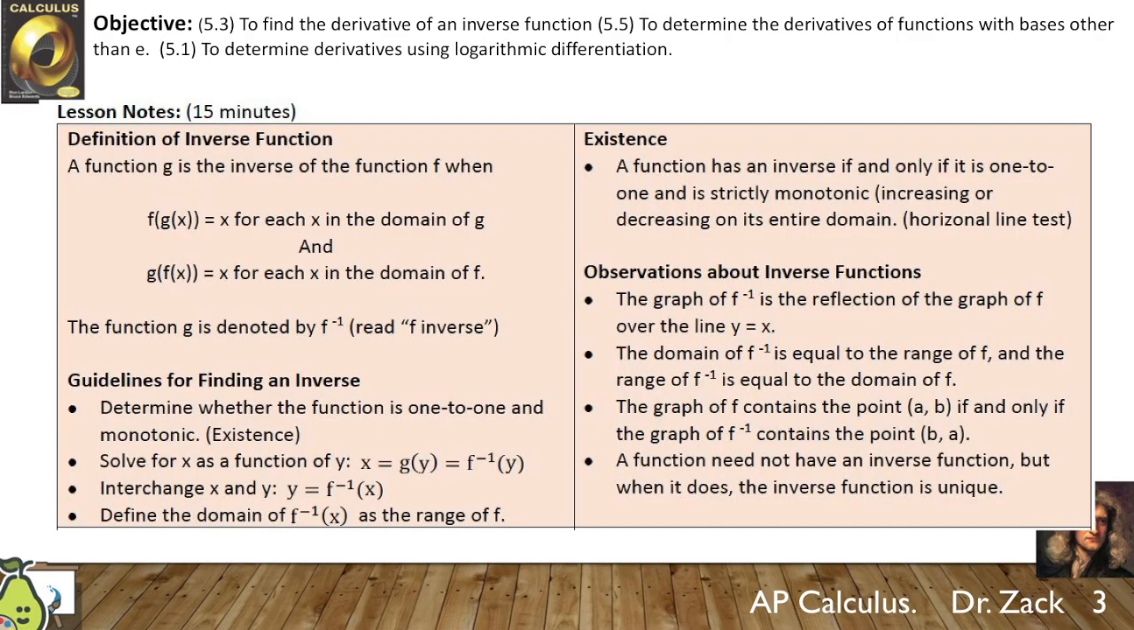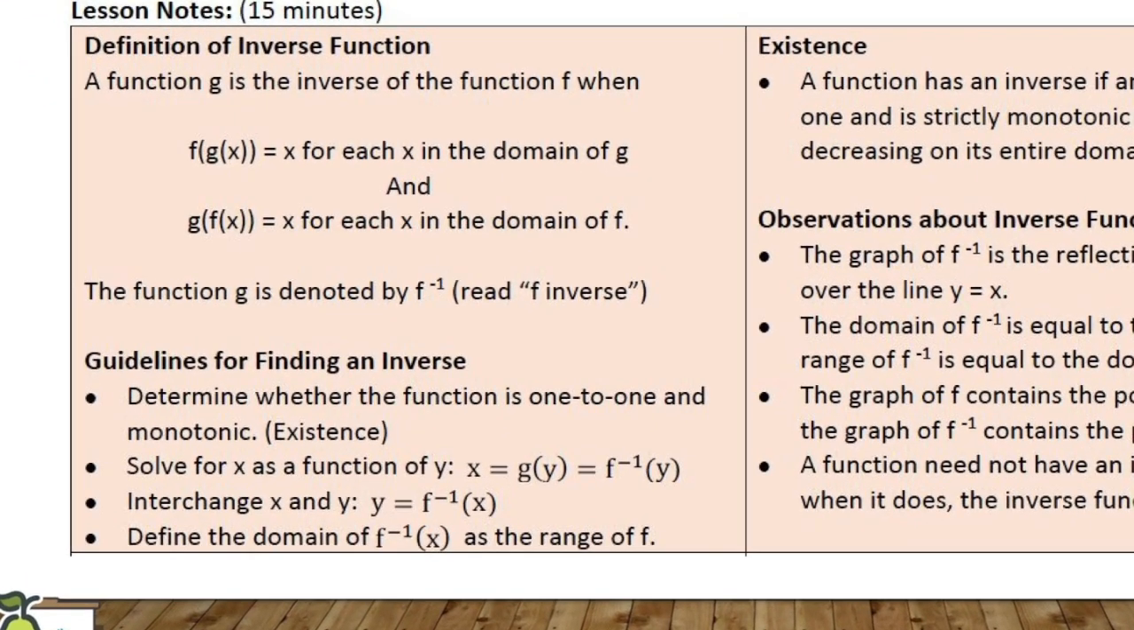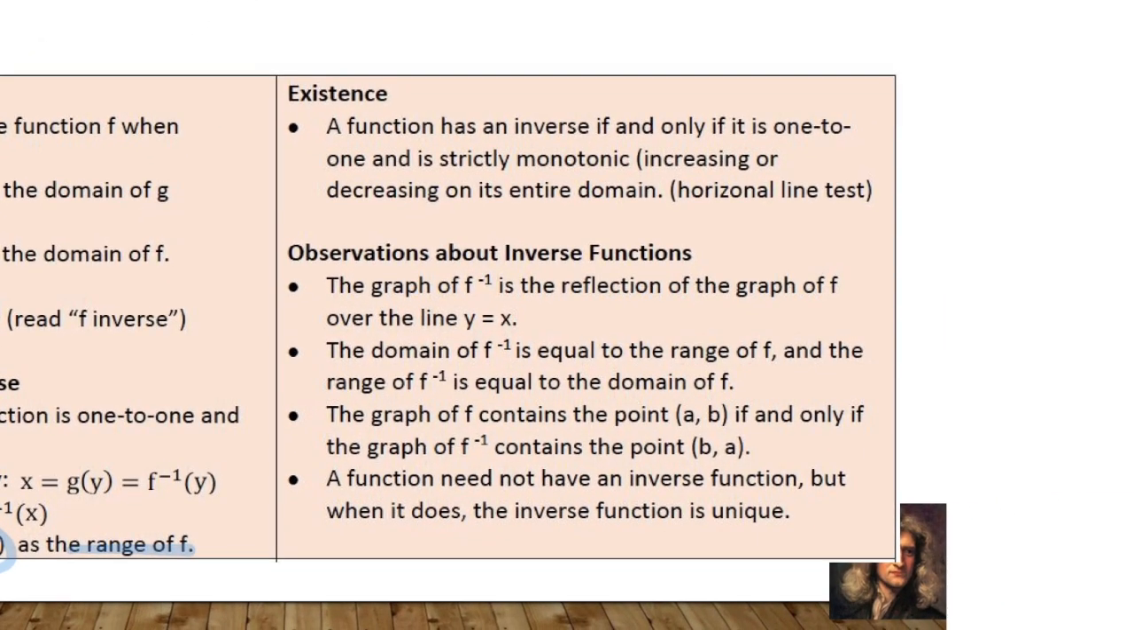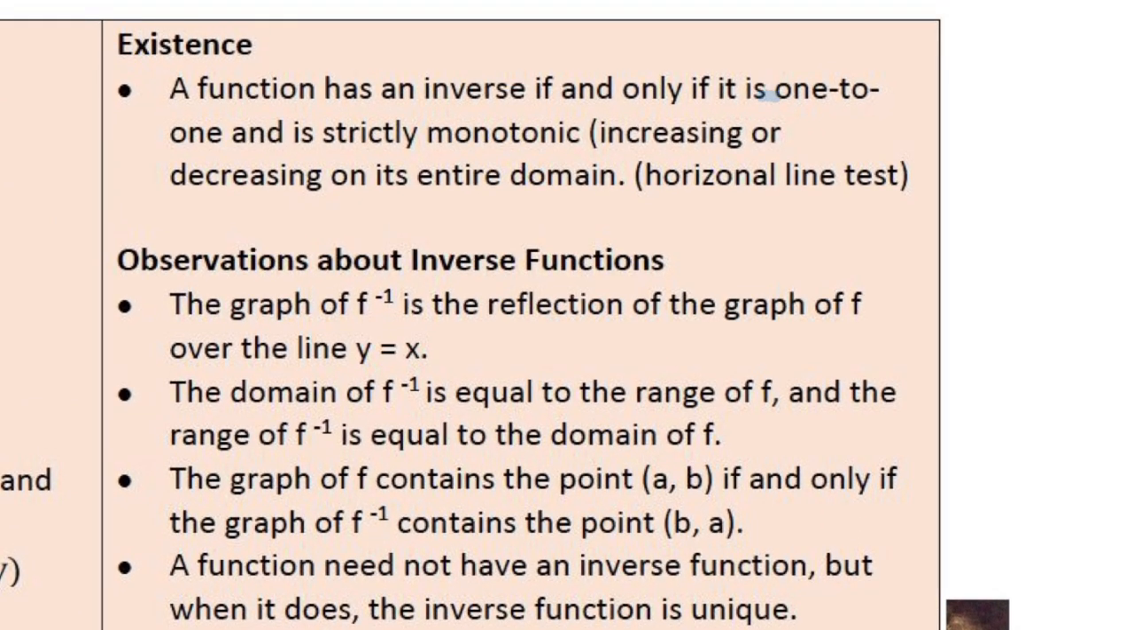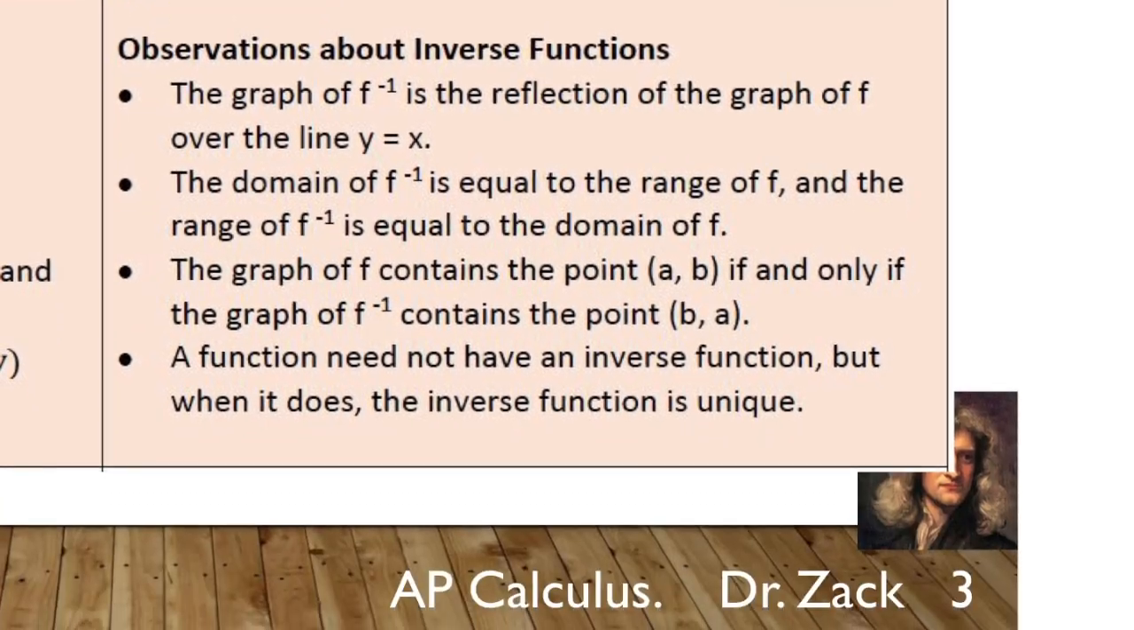So as we begin thinking about the derivative of inverse functions, we want to pay special attention to the domain and the range of these functions. We will always define the domain of f inverse of x to be the range of f of x. And a function has an inverse if and only if it is one-to-one and is strictly monotonic. Strictly monotonic means that the function is increasing or decreasing on its entire domain. And therefore, if your function can pass both the horizontal and the vertical line test, then the inverse will exist.